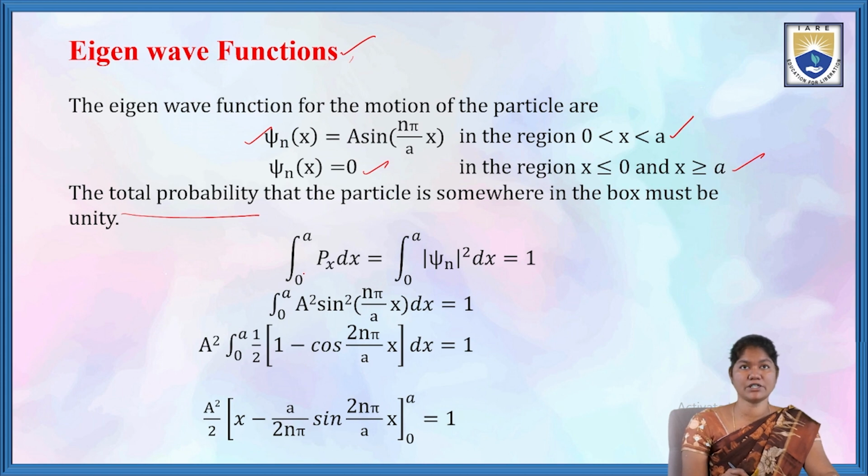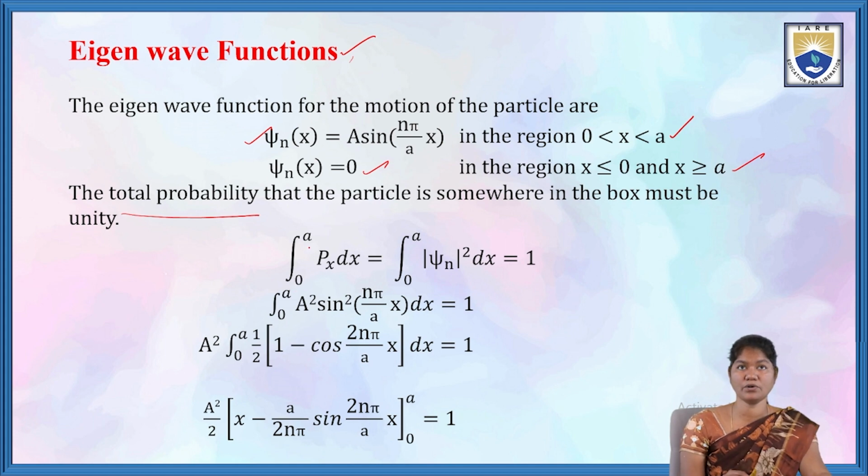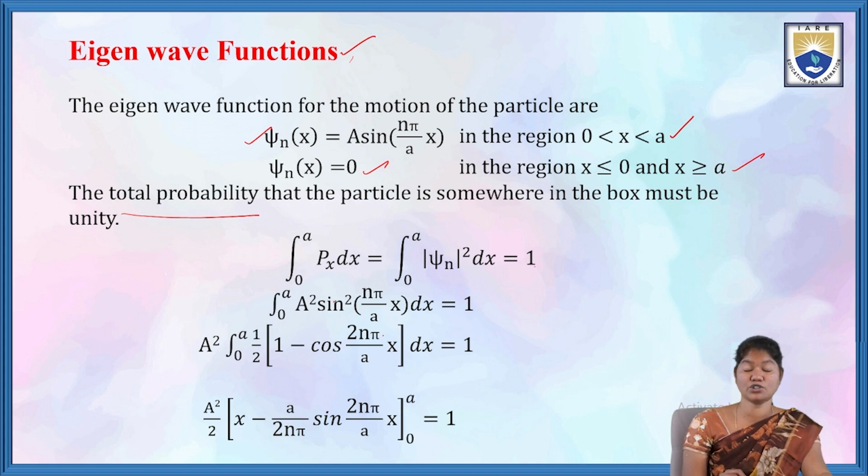So integral 0 to a, that is the dimensions of the potential box width, 0 to a. So the integral 0 to a of the probability P(x) dx is equal to integral 0 to a of modulus psi n square dx, which is equal to 1. So what is P of x? A square sine square(n pi x by a). Substituting that P of x, the probability density of your particle for a small distance is P of x. Okay, so this also we have seen in the previous session.